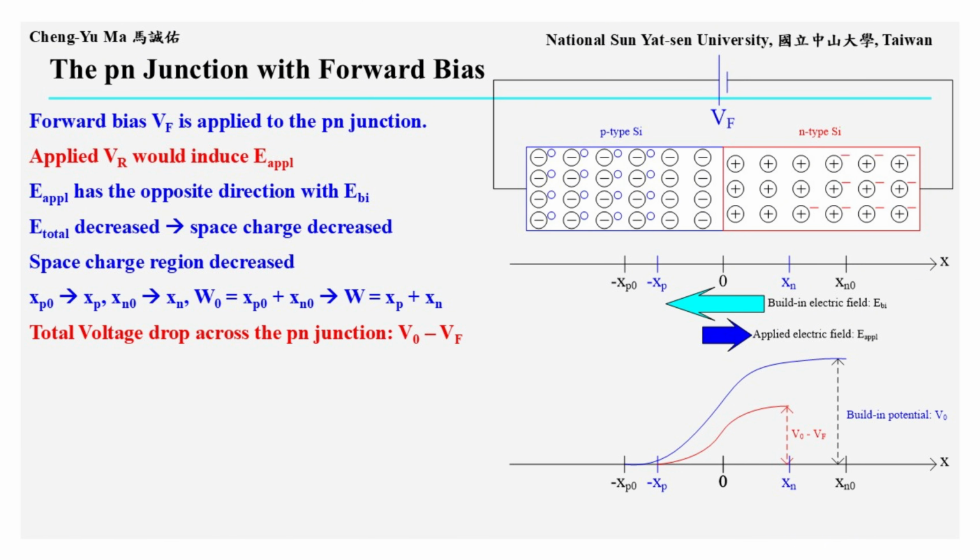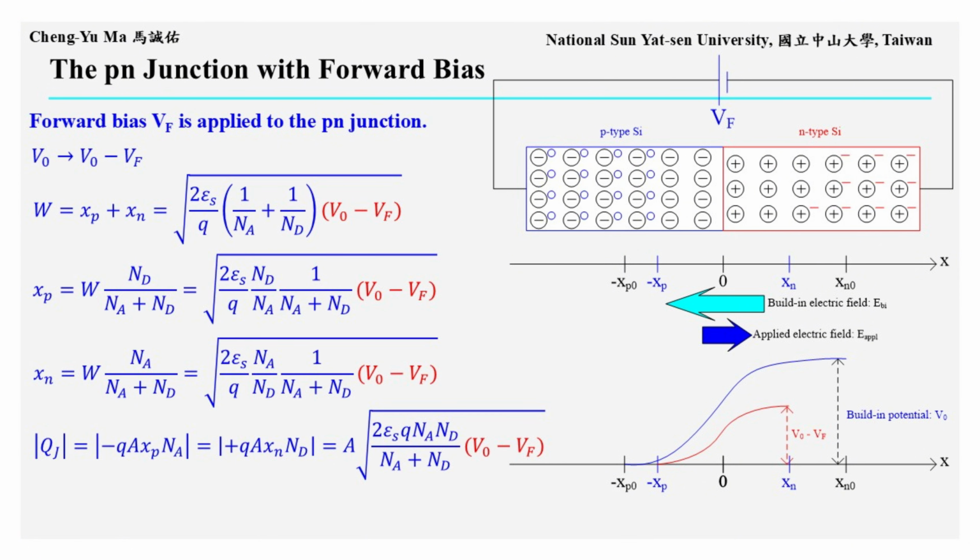As the space charge width decreases and the total internal electric field decreases, the total integral of the electric field across the space charge width, which is the internal voltage difference, also decreases. As shown in the figure, the total voltage decreases from V0 without bias to V0 minus VF.